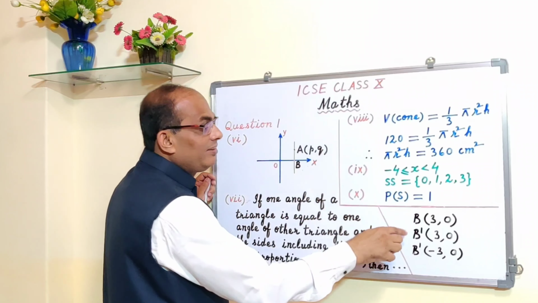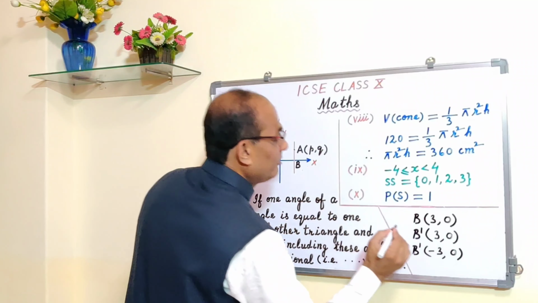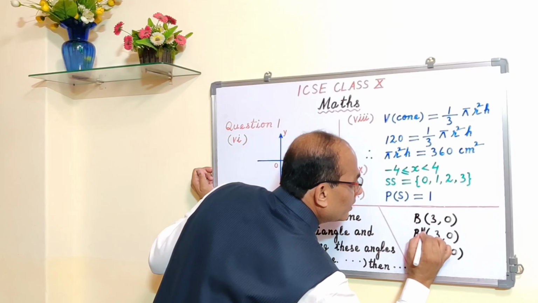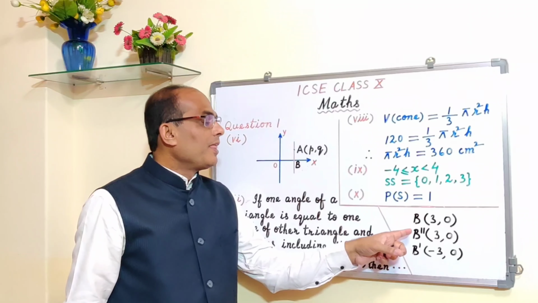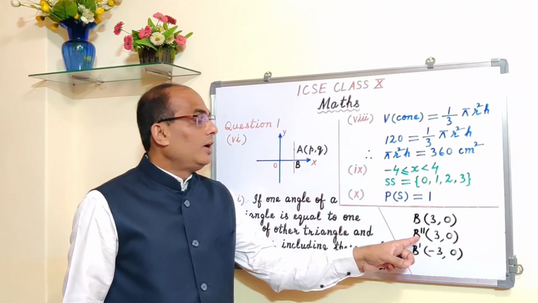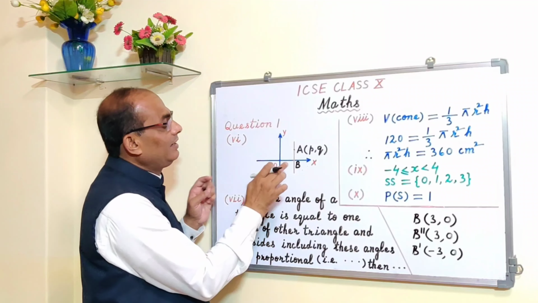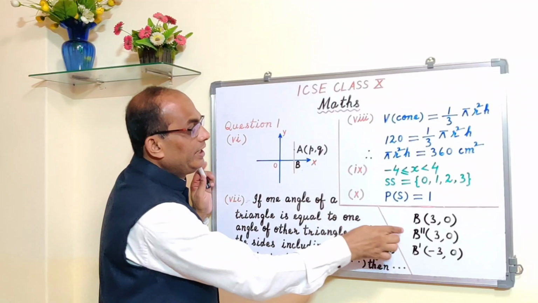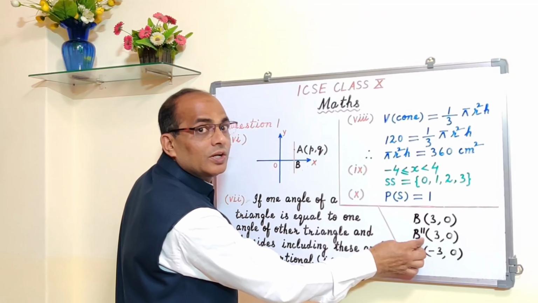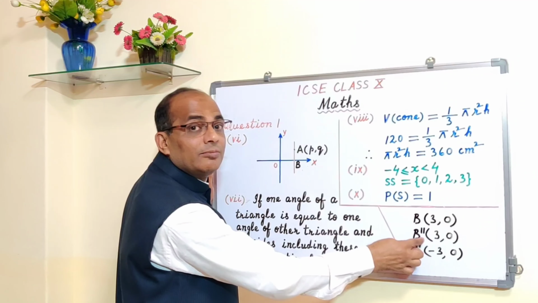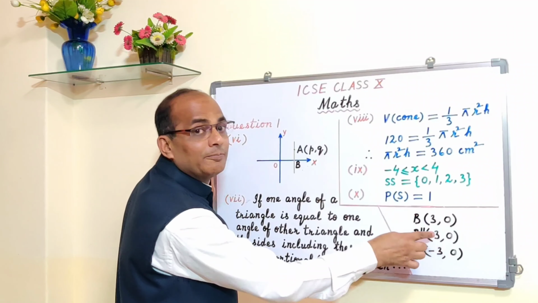But if the same point B is reflected in the x-axis, and if we call that point B double dash, suppose B double dash is the image of the point B (3, 0) when reflected in the x-axis. So you will see that the coordinates of the image B double dash, the image of B when B is reflected in the x-axis, will remain the same.